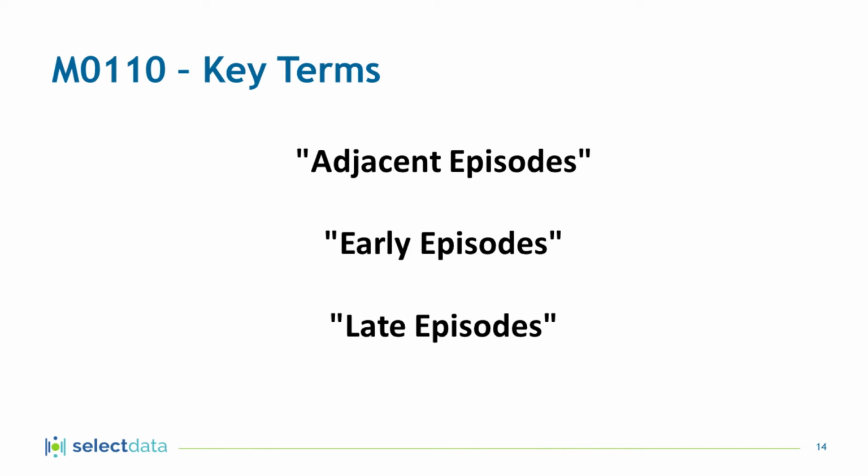Early includes only PPS episode in a single episode case or the first or second PPS episode in a sequence of adjacent episodes. Later means the third or later PPS episode in a sequence of adjacent episodes. Again, an early episode is the only PPS episode in a single episode case or the first or second PPS episode in a sequence of adjacent episodes. Later means that it's the third or later PPS episode in a sequence of adjacent episodes.